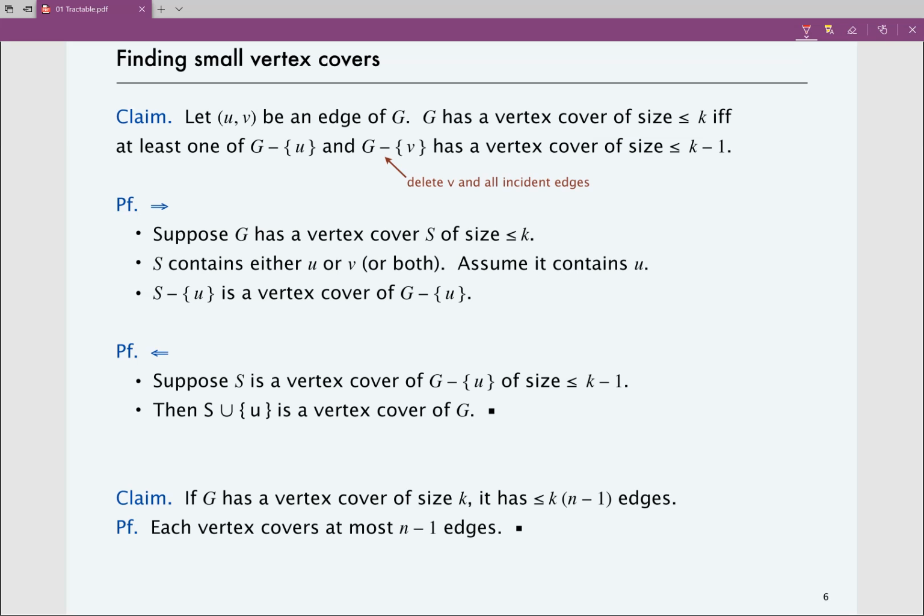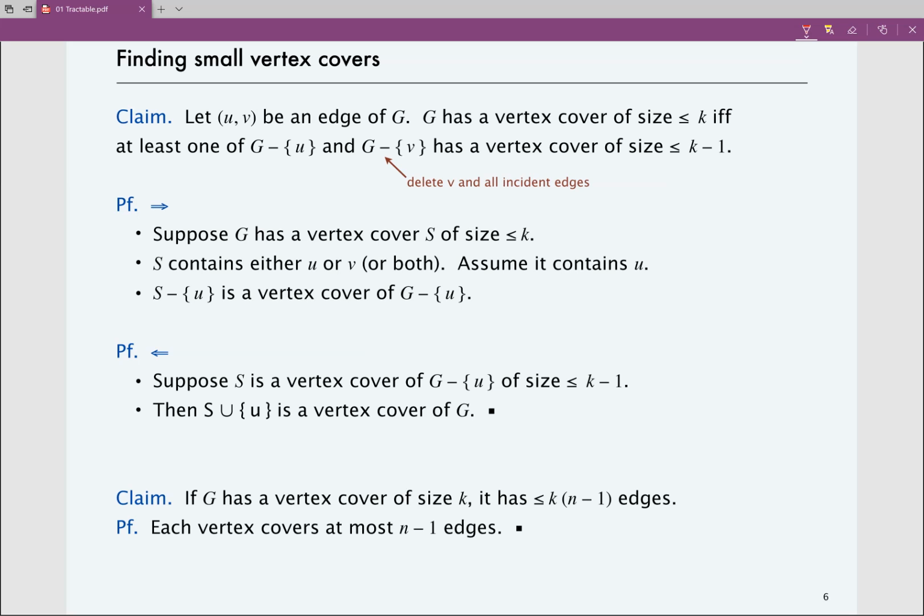Okay, so if G has a vertex cover of size k, right, then either G minus u or G minus v is going to have a vertex cover of size k minus 1. Right, and the converse also holds. Okay, if one of these two things, G minus u or G minus v, has a vertex cover of size k minus 1, then G is going to have a vertex cover of size k.